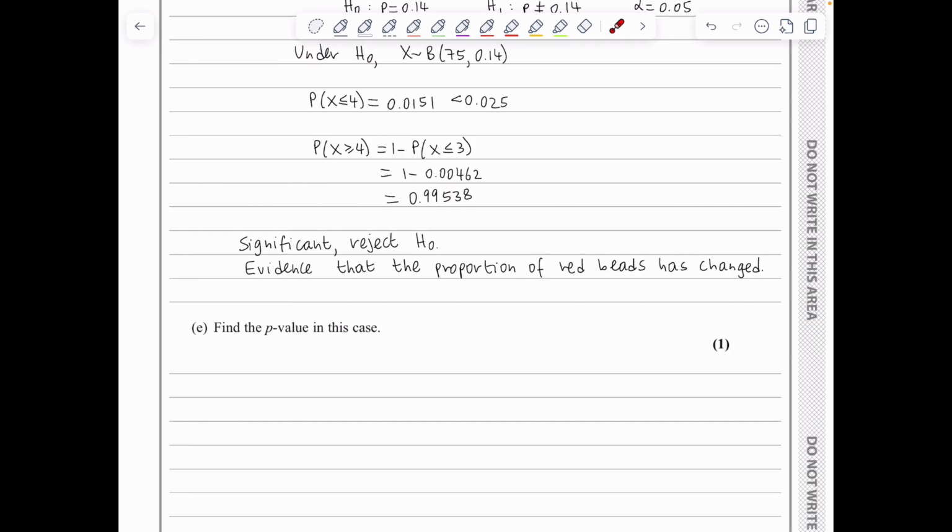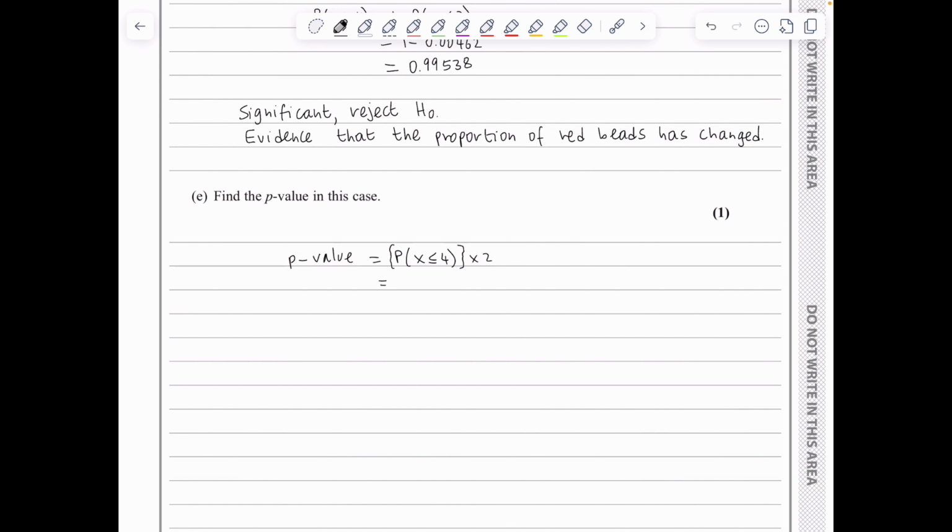In part E, we are asked to find the p-value in this case, and the p-value is defined to be the probability we found in the extreme tail, so the 0.0151 times 2, because we are looking at a two-tailed test. So the p-value here is equal to the probability of X being less than or equal to 4 multiplied by 2.